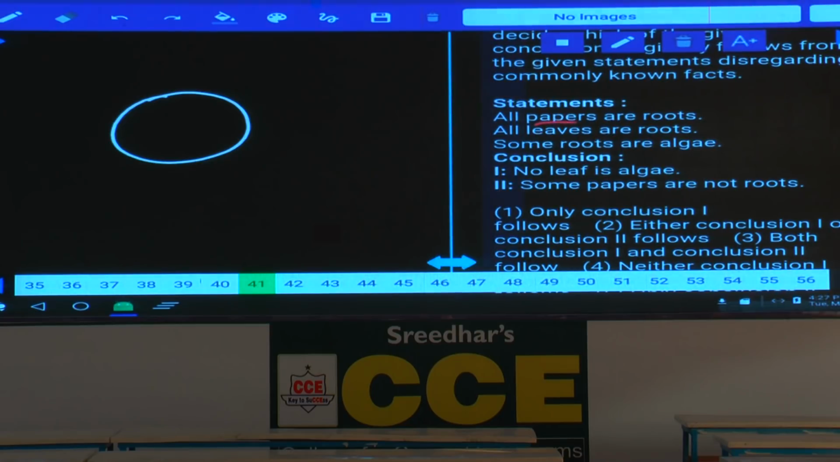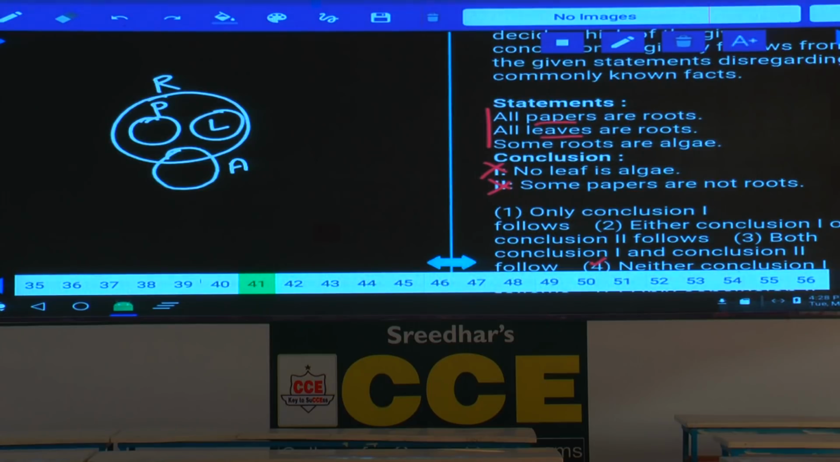Now these two are roots. Hence these are the papers and these are the leaves, and both these two are a part of root. All papers are root, all leaves are root. No information between these two. How many papers are leaves? And some roots are algae. Some of the roots are algae can be written like this. Now if you observe here, all the 3 statements are affirmative. Hence negative conclusions cannot be drawn. Both these two are negative. Hence neither one nor two. Directly you can leave this one, that is choice 4.